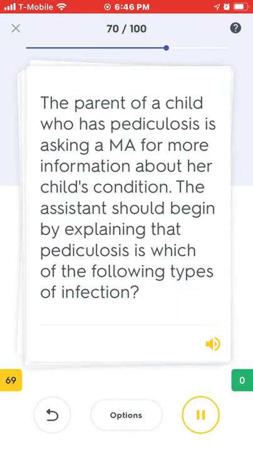The parent of a child who has pediculosis is asking a MA for more information about her child's condition. The assistant should begin by explaining that pediculosis is which of the following types of infection?